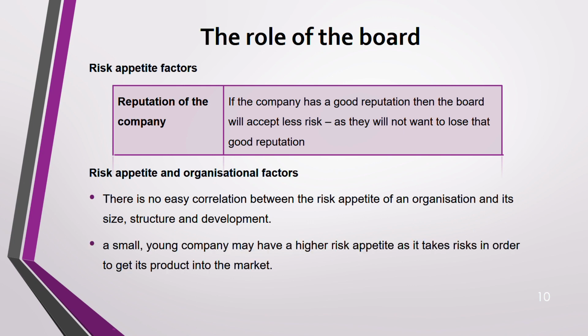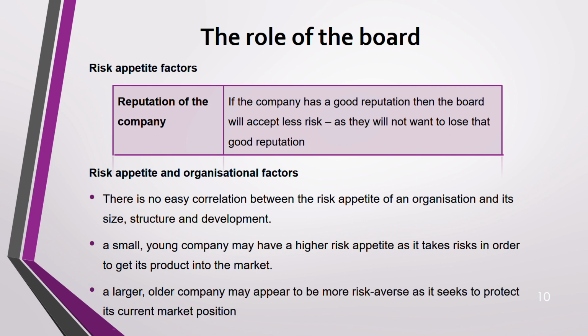Some features are there that say okay. But generally, you can say a small young company is a risk taker. They have a higher risk appetite because they are taking the risk to get their product into the market. Whereas the established business is already established, so they do not want to take more risk. They are risk averse. They want to avoid risk.